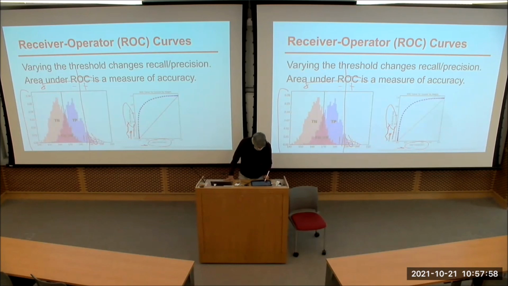I'm going to eventually start crossing over negative examples, and when I cross over a negative example, my false positive rate is going to go up. Does everybody see that? What happens if I move my line all the way to the right? And all the way to the left. Everything is going to be declared positive, including all the negative examples.